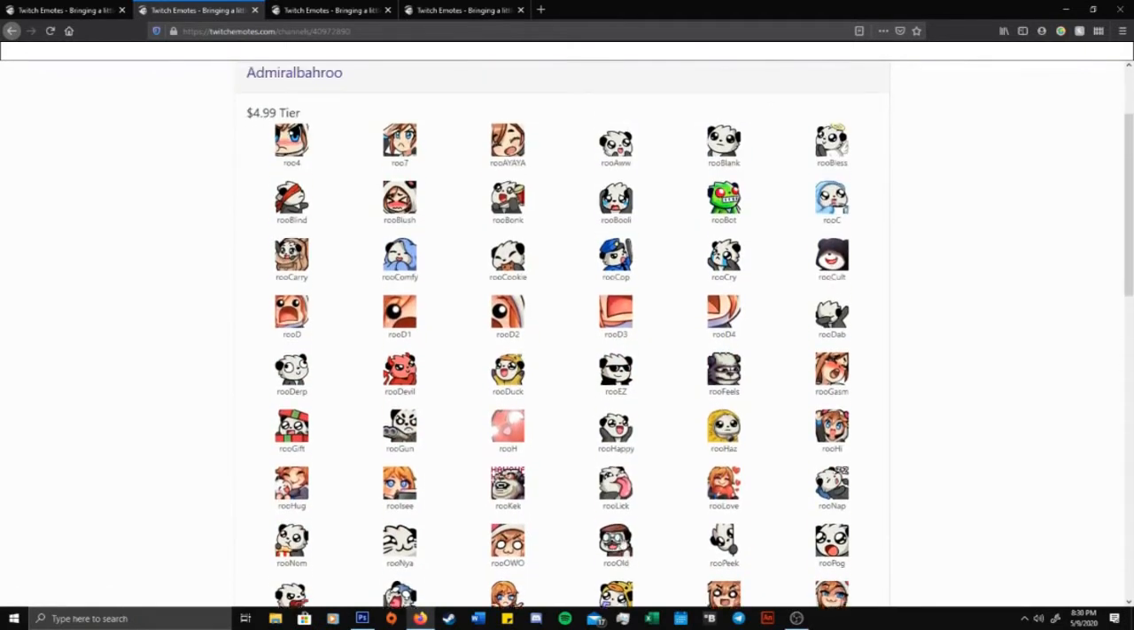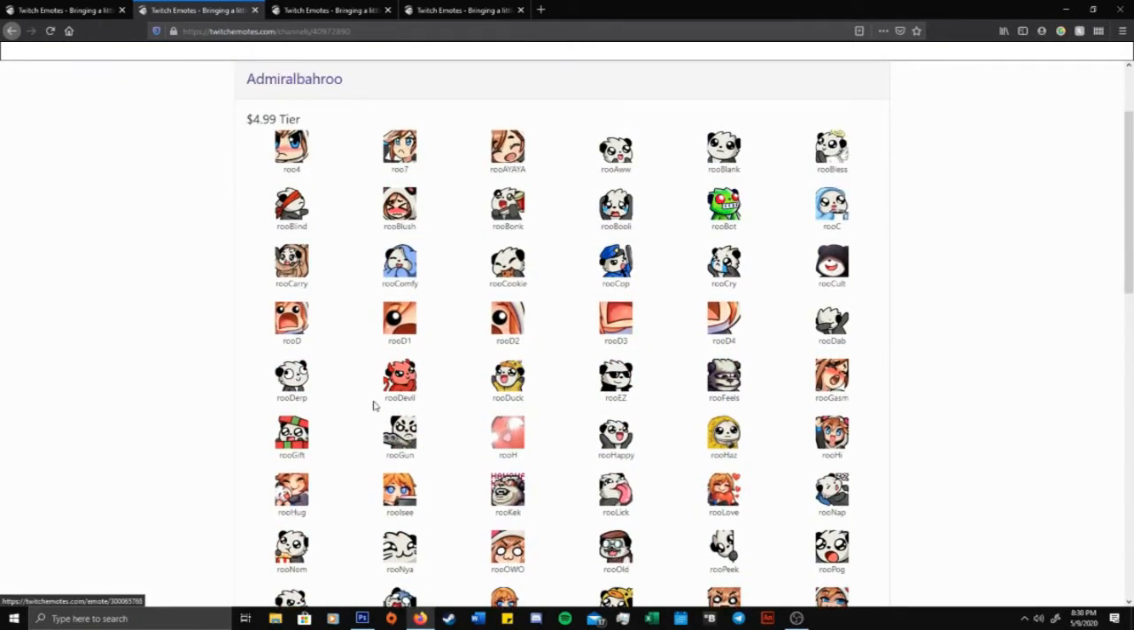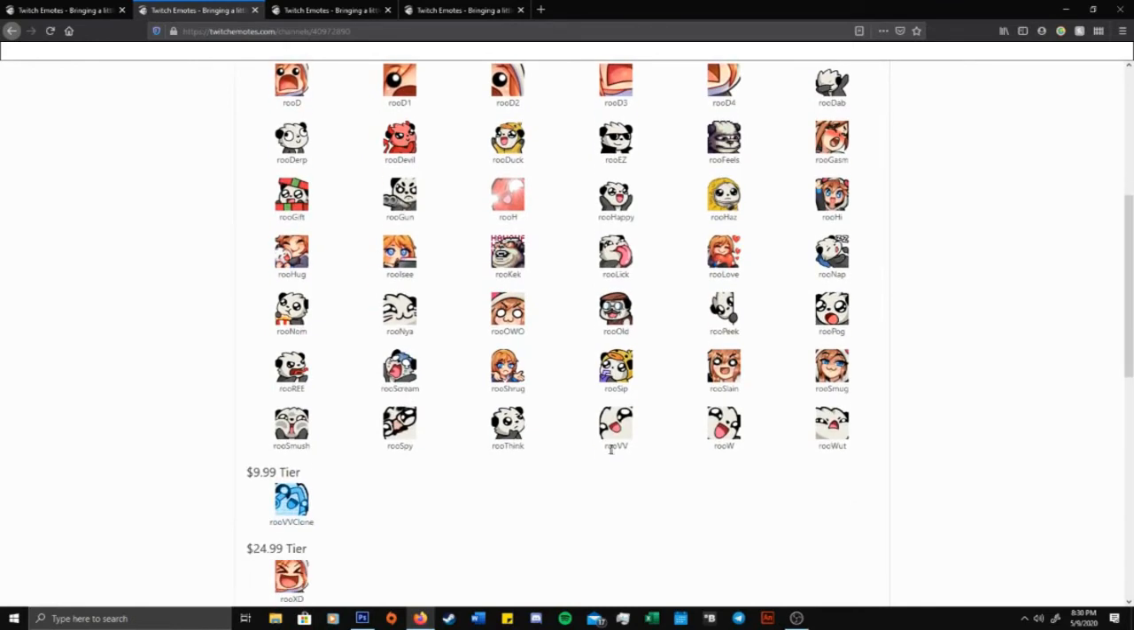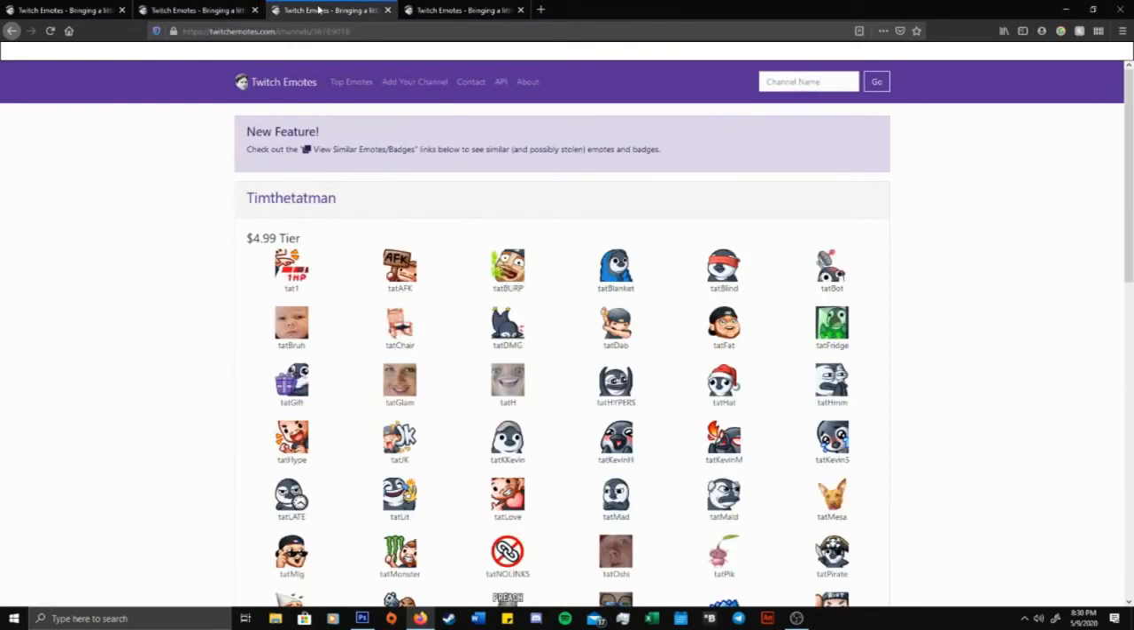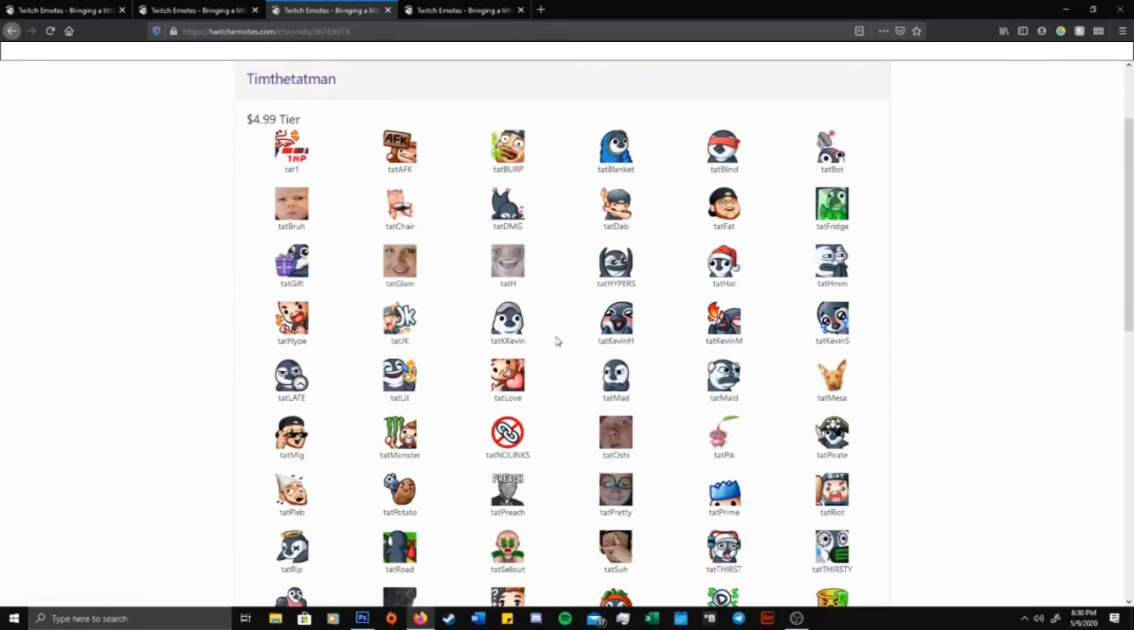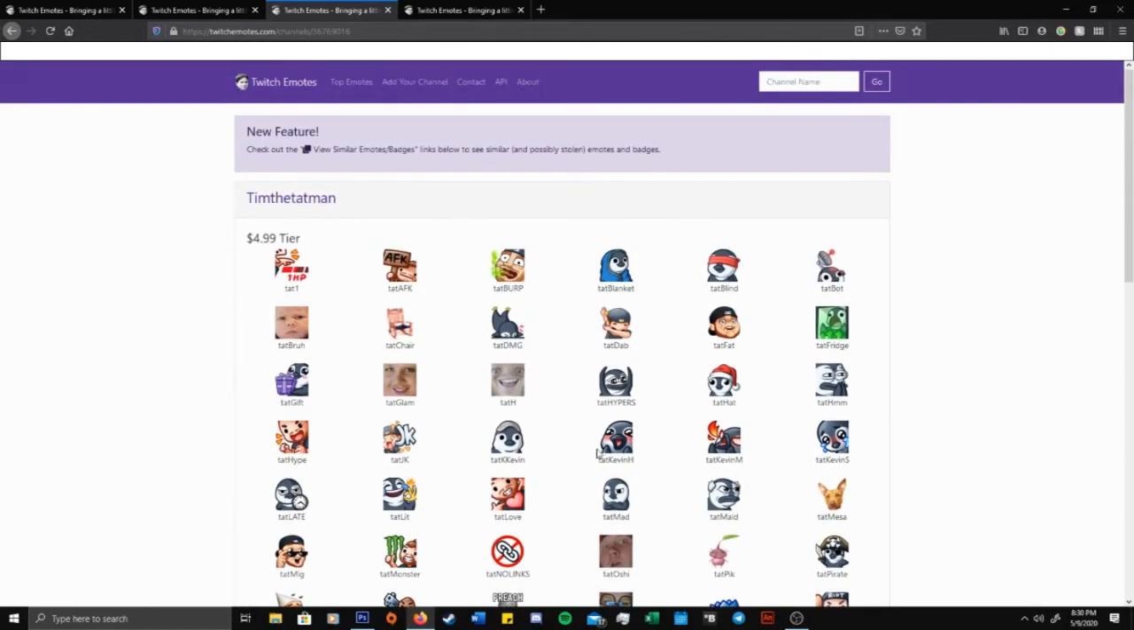But yeah, see how it's not a different character for each emote for the most part. It's either the panda or it's this OC anime character, right? For early streamers, just stick to one, not two. Just stick to one mascot. Same thing with this guy, like Tim the Tatman. He's got his little penguin emote.